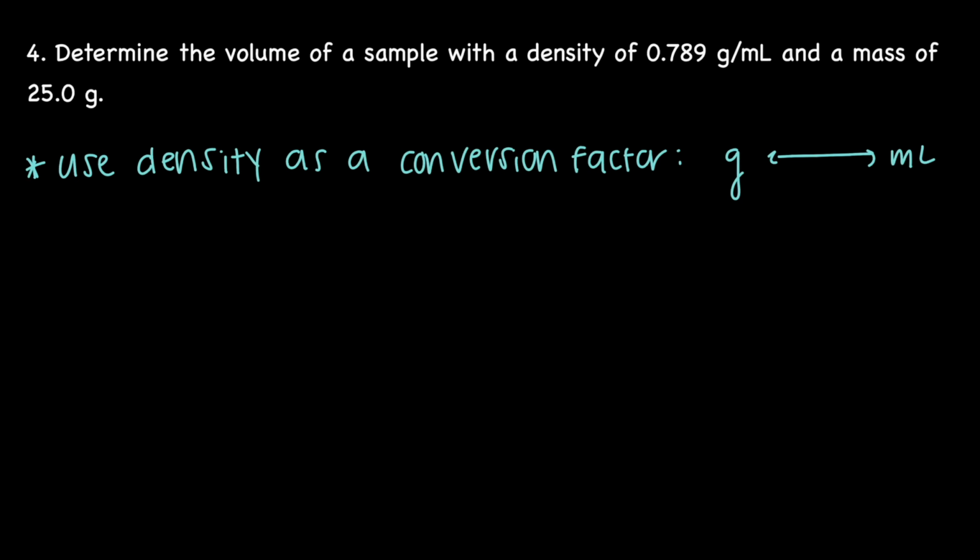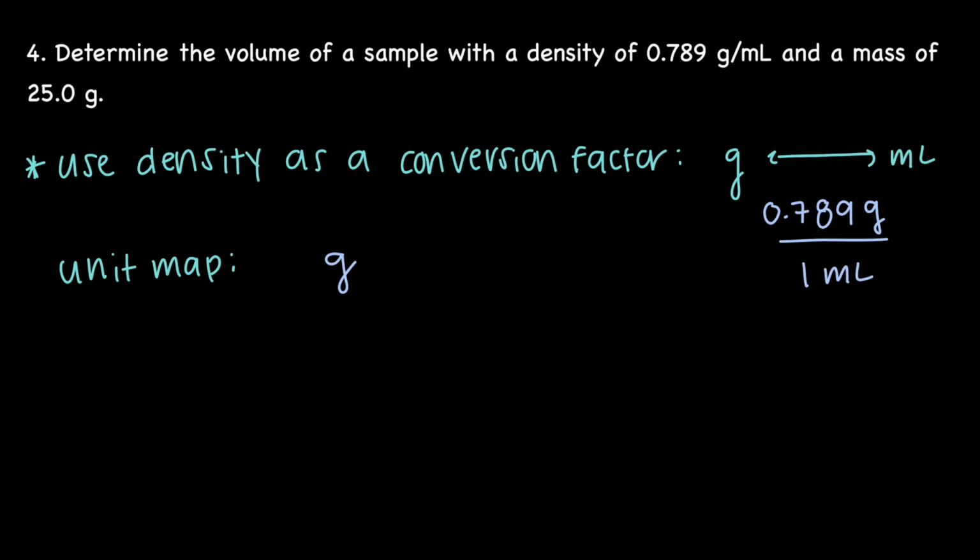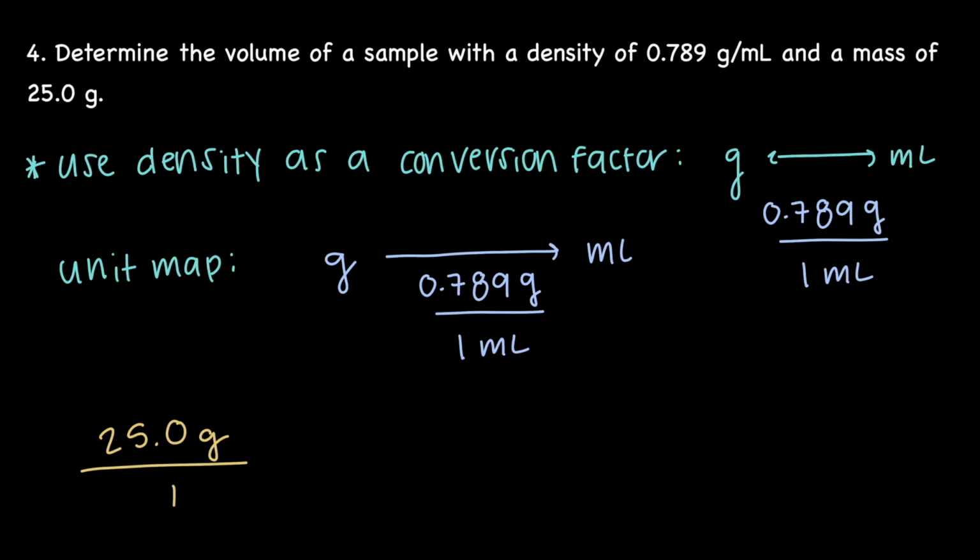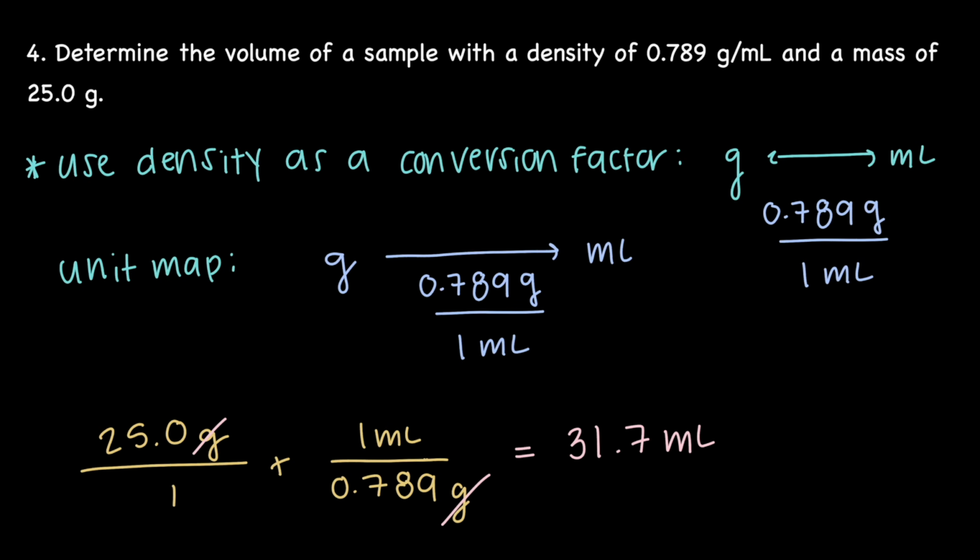We can also use density as a conversion factor. The density value can be rewritten as 0.789 grams per 1 milliliter. Creating a unit map, we can start with grams and convert to milliliters using the density value. Setting up the conversion, we start with 25.0 grams over 1. In the next fraction, 0.789 grams goes on the bottom and 1 milliliter on the top. Grams cancel out, and dividing the values, we get 31.7 milliliters.